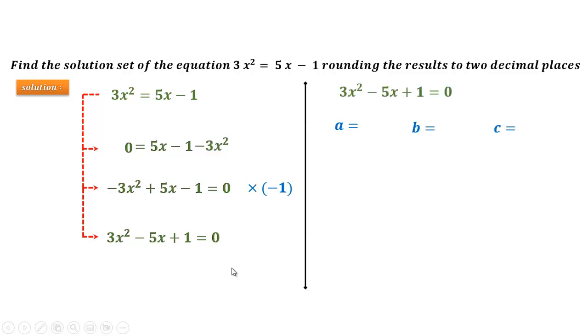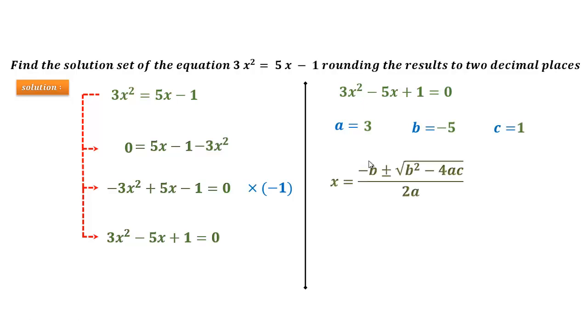Now I'll use the general formula for solving second degree equation. As you can see here, I have three letters A, B, C. A referring to the coefficient of x squared, B referring to the coefficient of x, and C the absolute term. Of course here we have positive 1. So A, the coefficient of x squared, is 3, B will be negative 5, and C positive 1.